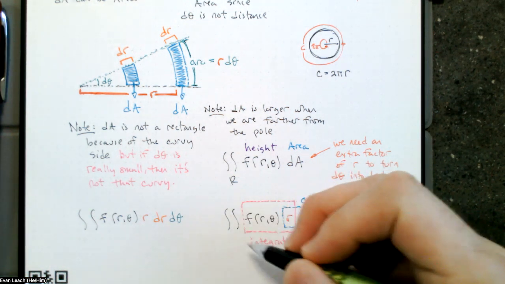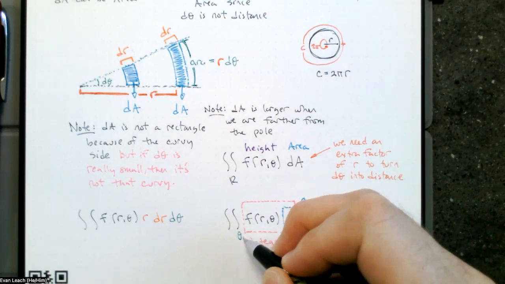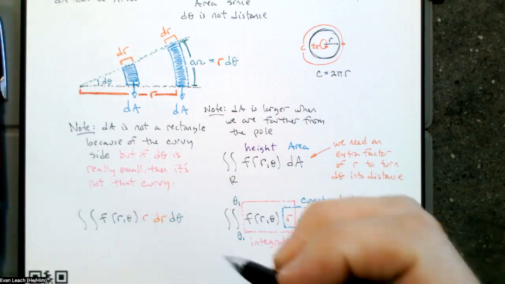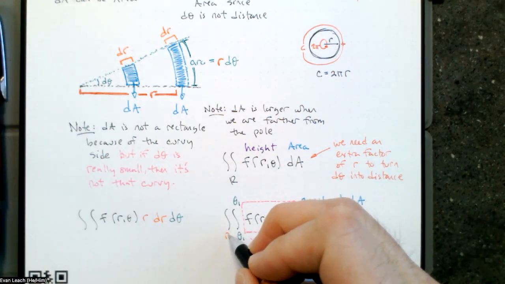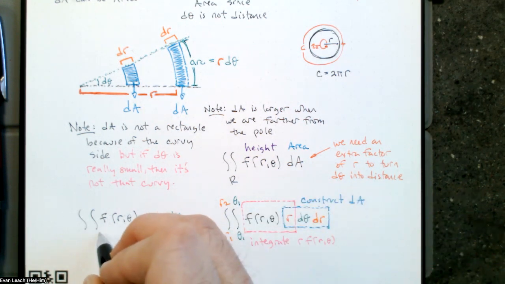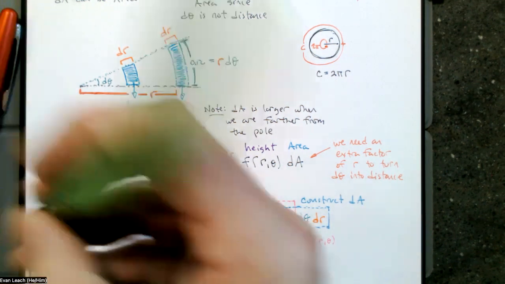And then the description for the integration part is the same as we did before. What's theta between? What's r between? Or in this case, what's r between and what's theta between?